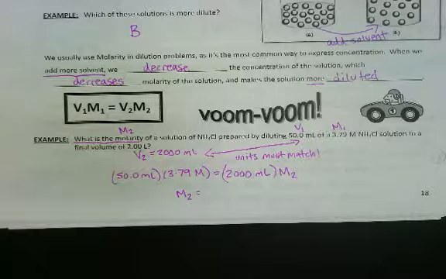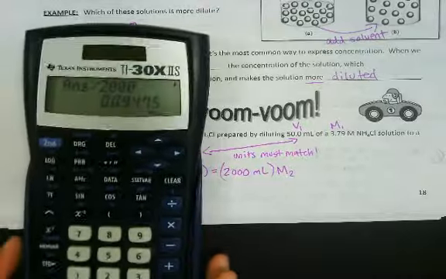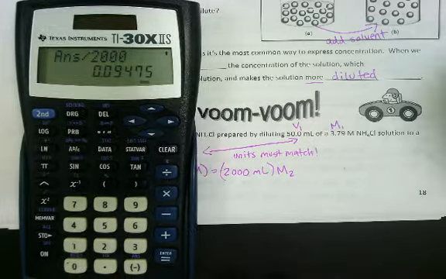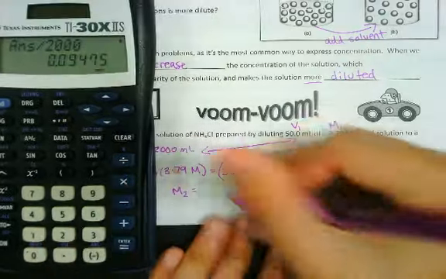Would somebody like to share what they got for their answer? Anybody in a sharing mood? I'll share what I got. Here's what I got. Could somebody tell me what they'd round that to, to make sure that the sig figs match our 3 sig figs in our problem? Yeah, 0.0948. Perfect.